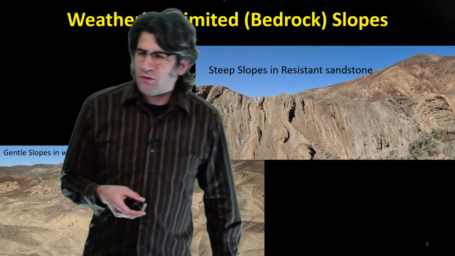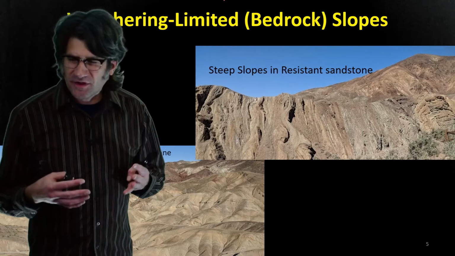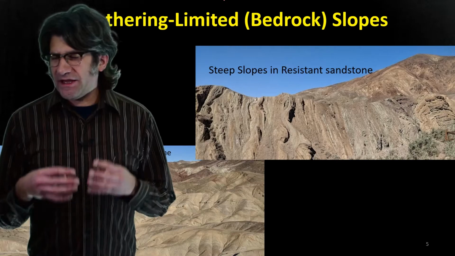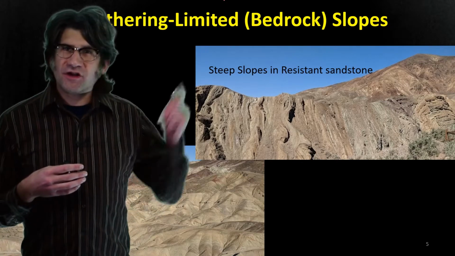Okay, so when we talk about hill slopes, another way we break them up, and we talked a little bit about this in our first lesson together, is the difference between a weathering limited or a transport limited hill slope.